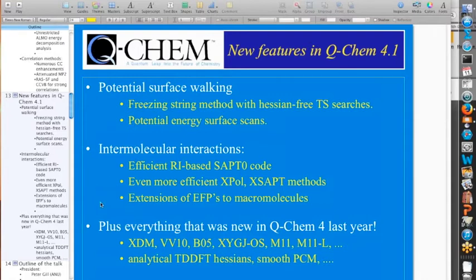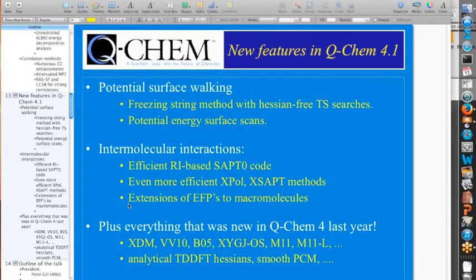A whole bunch of things for intermolecular interactions. There is some RI-based SAPT0 code from John Herbert's group at Ohio State, and also from John Herbert's group are the even more efficient ECPOL and XSAPT methods that allow the efficient treatment of systems with many, many fragments at a cost that really sits in between electronic structure theory and molecular mechanics. But because I'm not an expert on that, I'm not going to be talking about it today. And then finally, I would mention extensions of effective fragment potentials to macromolecules from Anna Krylov's group and a lot of other effective fragment potential work from Lyudmila Slipchenko's group.